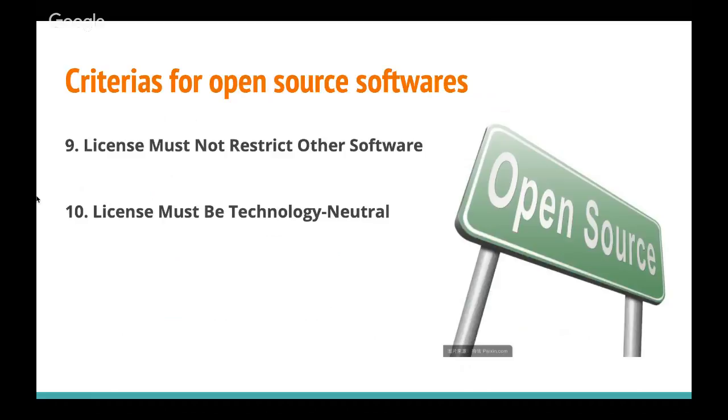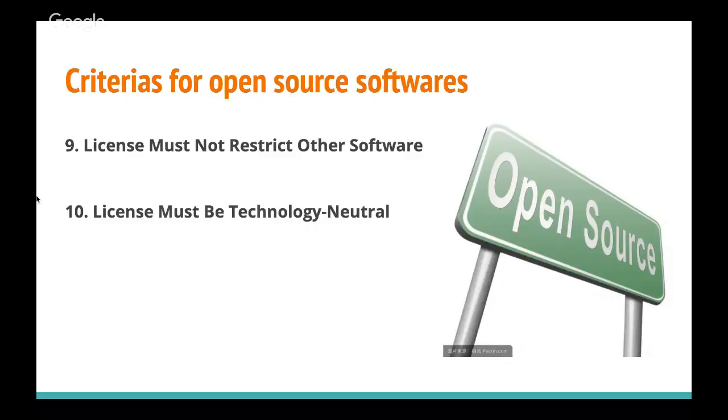Okay, let's get to the next one. The ninth is that the license must not restrict other software. The license must not add any restriction to any other software distributed along with the distributed software. For example, the license cannot require that all other programs distributed on the same medium must be open source software. Distributors have their own rights to make their choice of software.